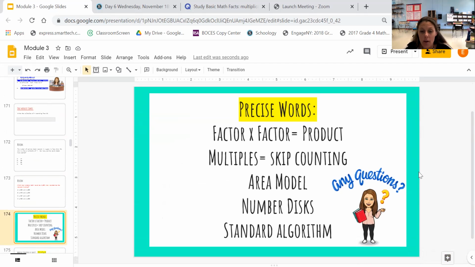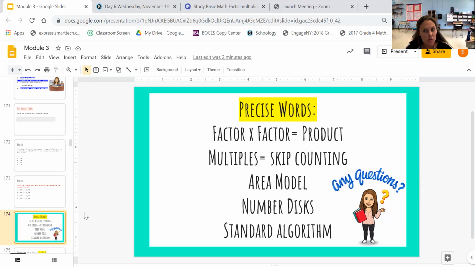Just a little review. A factor times a factor equals a product. Multiples. In fourth grade, we call it multiples. Third grade, you call it skip counting. We've already learned the area model, number discs, and standard algorithm. I'm sure at this time you have a strategy that works best for you, and that's okay. But I'm going to teach you another one today, and I want you to try it out, okay?